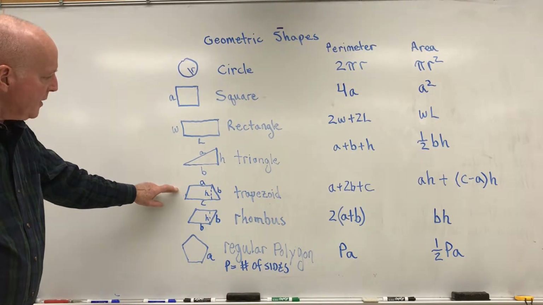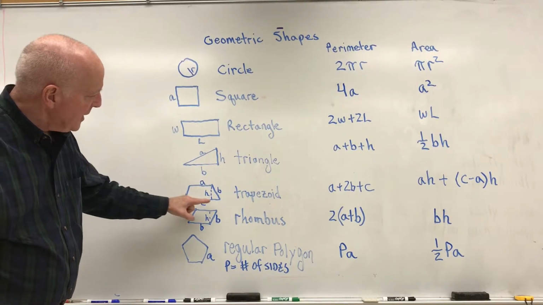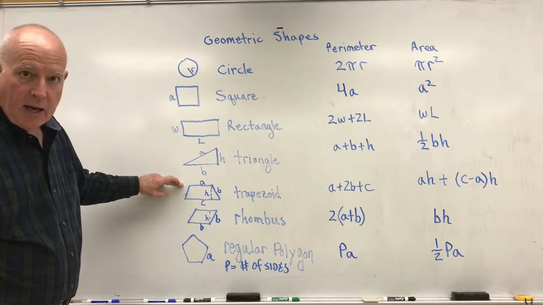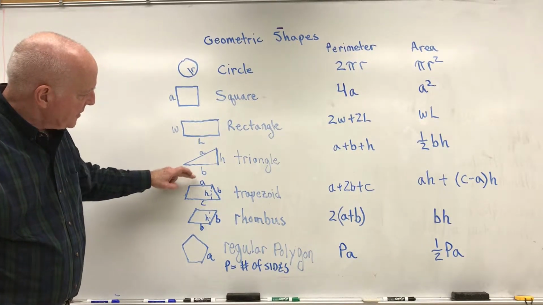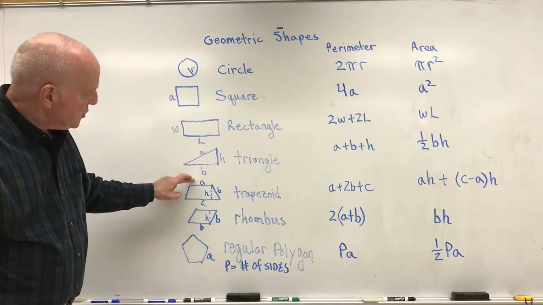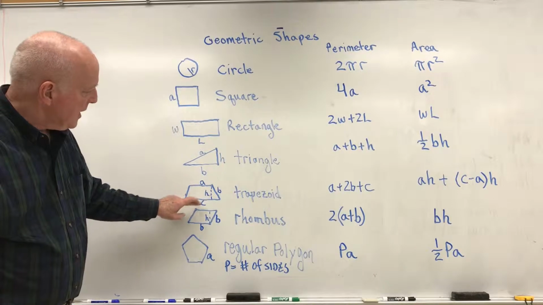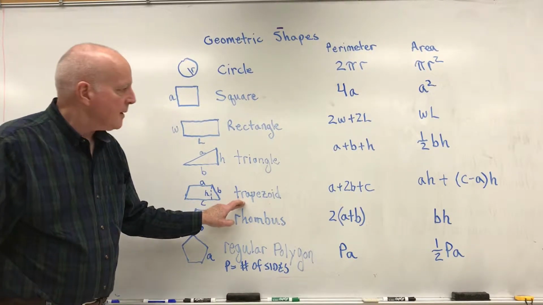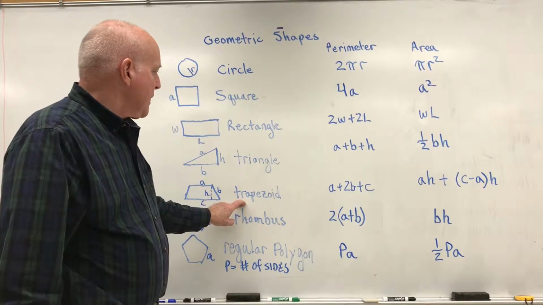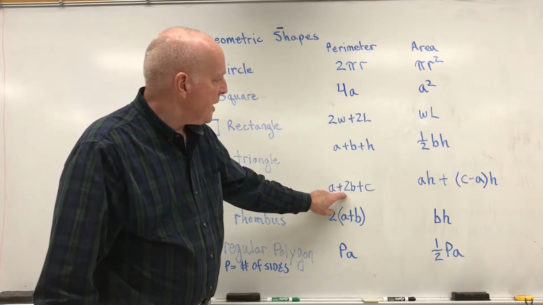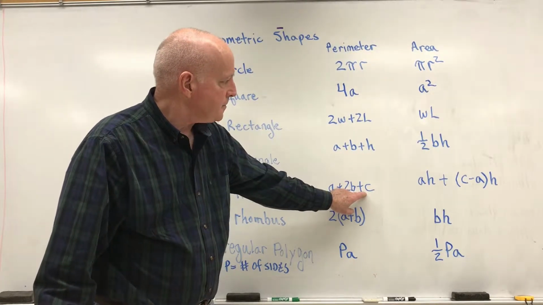For a trapezoid, where we have 2 parallel sides and 2 sides that slope at the same angle, where the side lengths are a, b, and c, so the 2 parallel sides are a and c, and the 2 sloped sides are b, that's called a trapezoid. For a trapezoid, the perimeter is a plus 2b plus c.